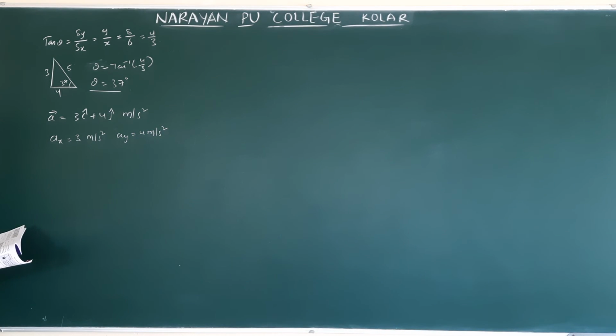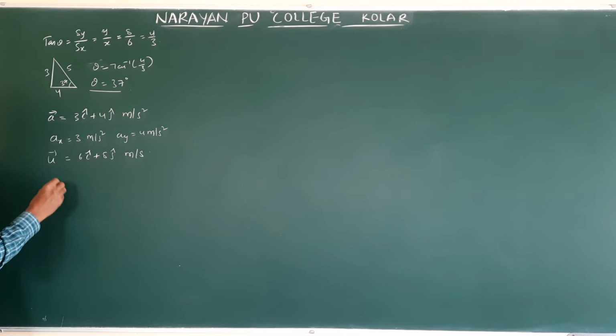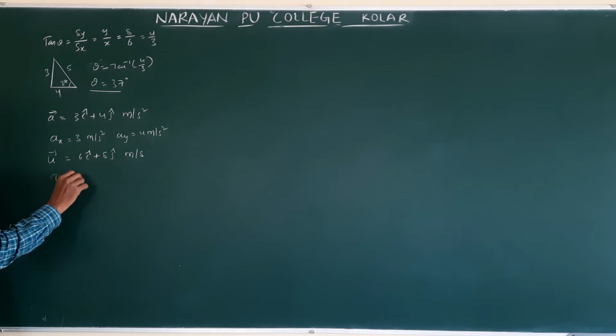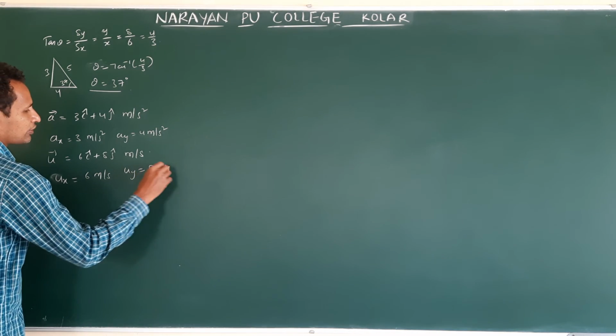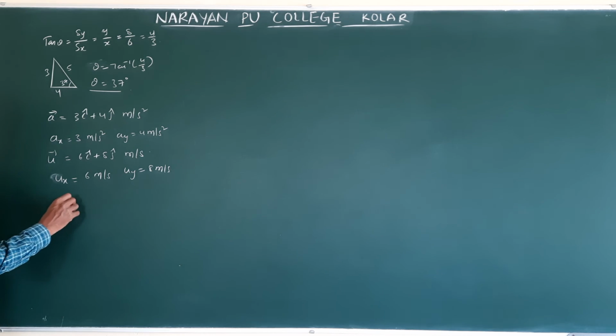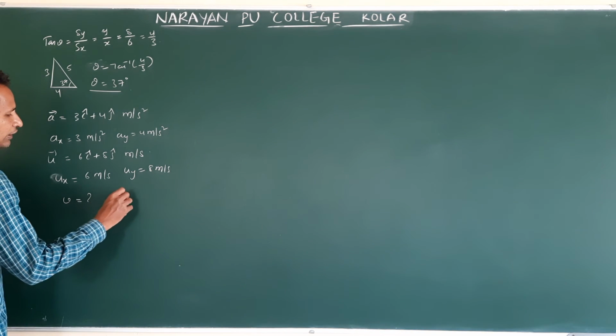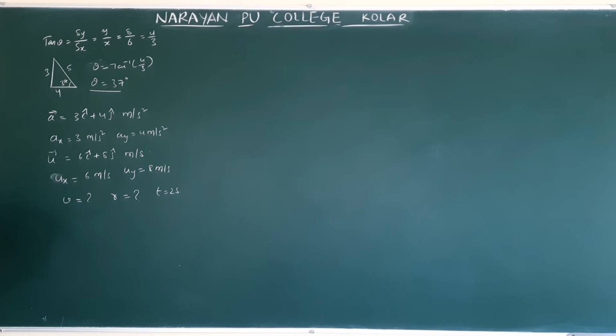This is the acceleration vector. Next, the velocity is also given. Initial velocity u is equal to 6 i cap plus 8 j cap meter per second. Their components, how do we write? ux, initial velocity along x direction, 6 meter per second. uy, 8 meter per second. Then what are they asking? Find the velocity and the position vector after t is equal to 2 seconds. Final velocity they are asking, and the position when t is equal to 2 seconds. Right? First we will try to find the final velocity. Final velocity along x direction.